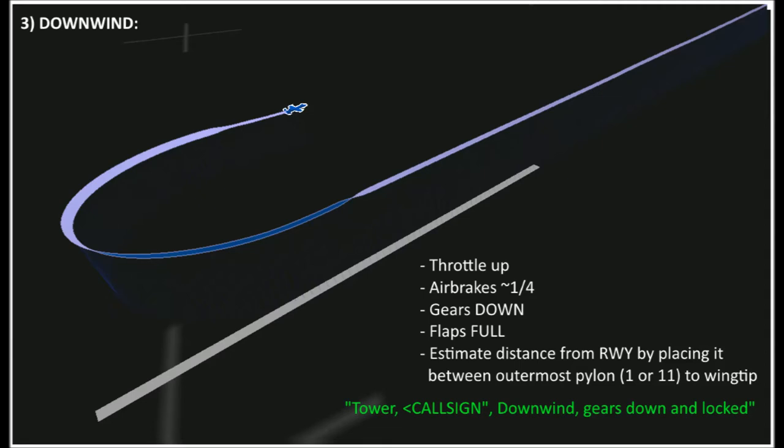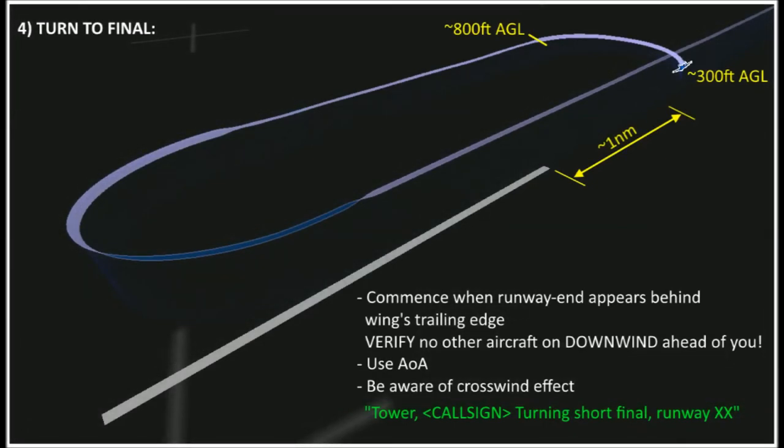At this point, we throttle back up, deploy air brakes, lower gears and assess the distance to the runway by seeing it between our external station and the tip of the wing. During downwind leg, we will descend to approximately 800 feet AGL. Once the end of the runway appears behind the trailing edge of the wing, we will commence the turn to the short final. This turn should place us approximately 1 nautical mile short of the runway at an altitude of approximately 300 feet. It is advised to note the angle of attack during the turn and throttle up a little bit to maintain speed and proper descent rate.